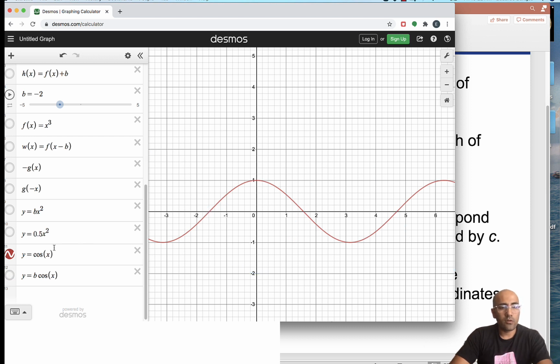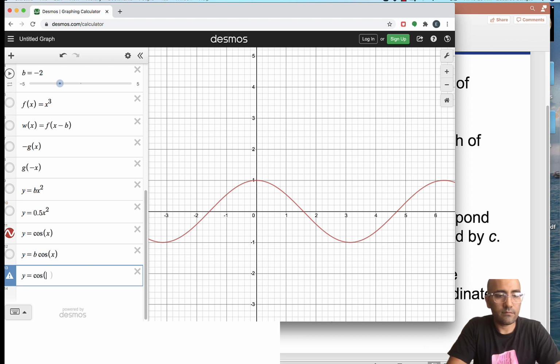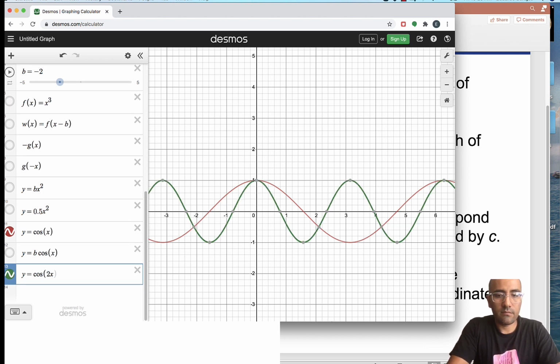We know that if we multiply by a constant on the outside of the function, we stretch it vertically. But what happens if we multiply by some constant on the inside of the function? So let's look at y equals cosine of, let's make it 2x. Okay, let's explore what happens.